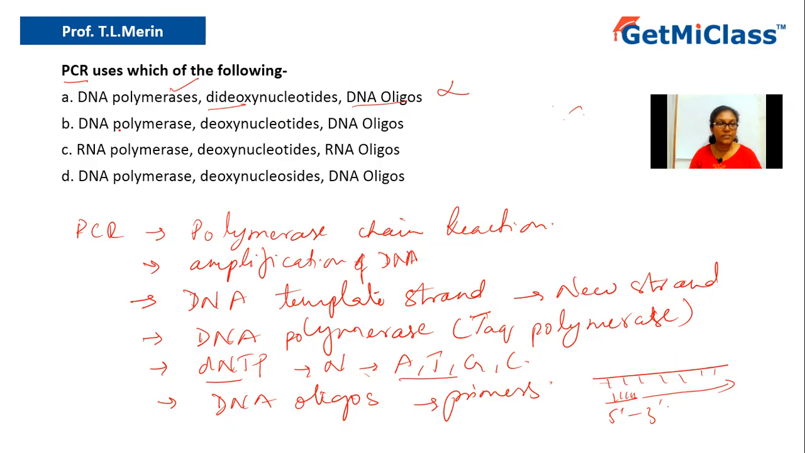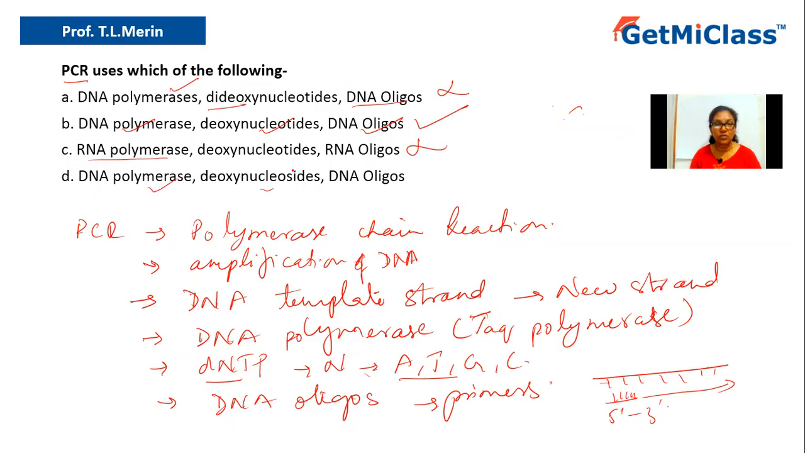Option B says DNA polymerase. Yes. Deoxynucleotides. Yes, we do need them. And DNA oligos. Yes, please remember, DNA oligos act as primers. So this should be the correct answer based on our explanation. Option C says RNA polymerase. We don't need RNA polymerase here because we are using DNA oligos. Hence this is totally ruled out.